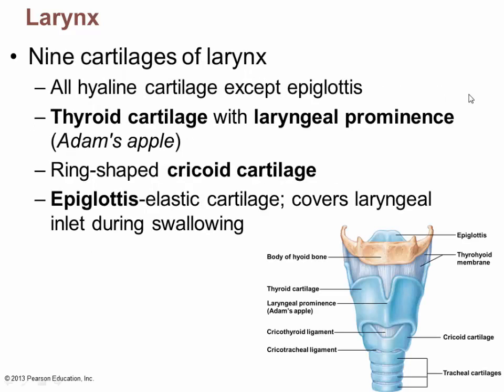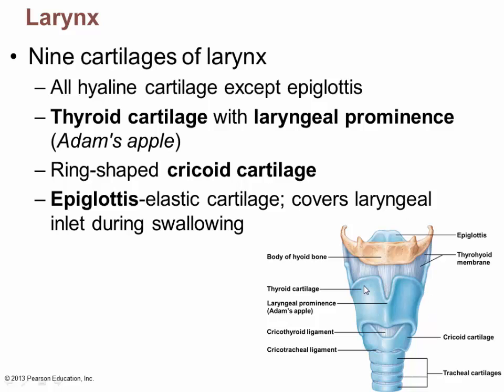Now, there are 9 different cartilages that make up the larynx. You're only going to have to know a couple of them, and I've got them bolded. Now, all of this cartilage is hyaline cartilage, except the epiglottis. The epiglottis is going to be an elastic cartilage. Everything else is hyaline, the eyeball soup cartilage.